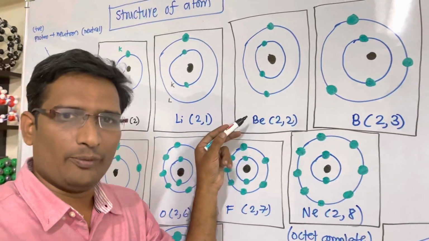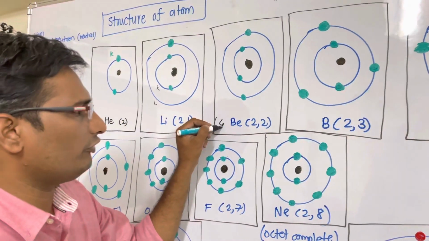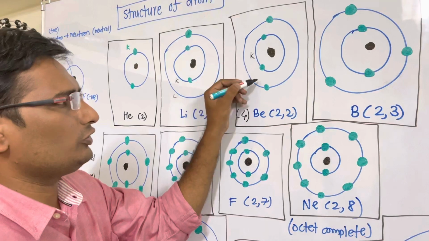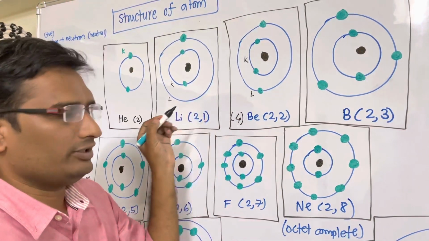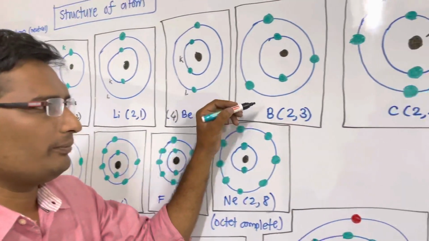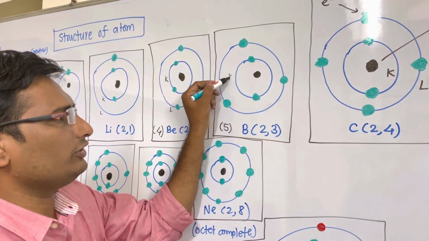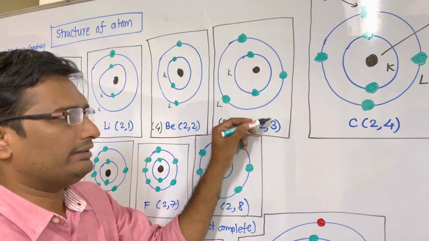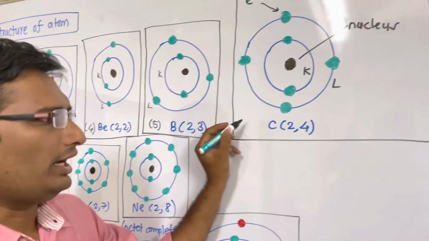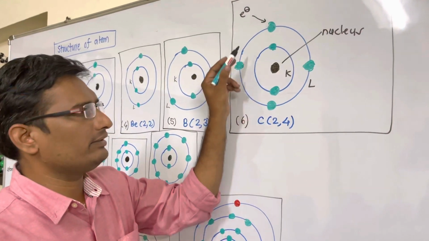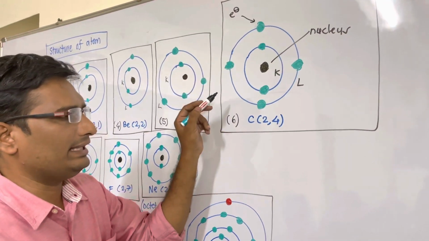Going ahead, we have beryllium with atomic number 4. In beryllium, the first K shell contains 2 electrons, L shell contains 2 electrons. Boron with atomic number 5. First K shell contains 2 electrons, L shell contains 3 electrons. Carbon with atomic number 6. 2 electrons in K shell and 4 electrons in the L shell.